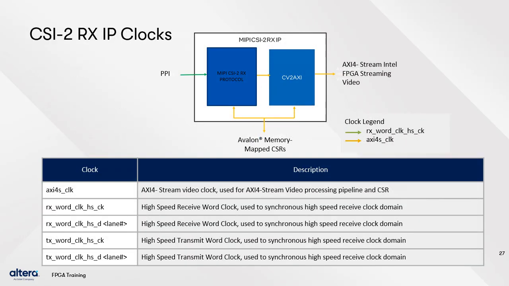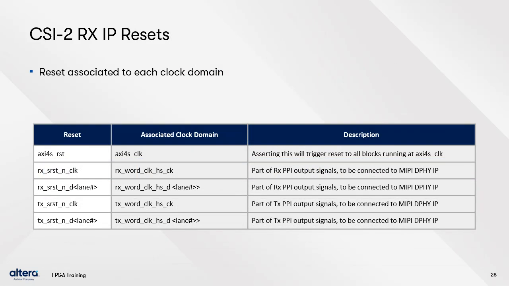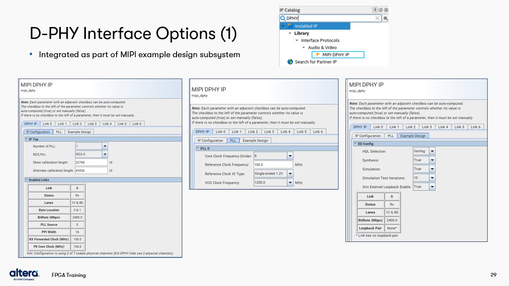For IP clocks, you have the AXI4 stream clock, which drives the IP core logic, and the Avalon interface CSRs. Then each IP implementation has 2 high-speed word clocks for connecting the PPI to the D-PHY IP. The diagram here again shows the receive IP, but the transmit IP would be similar. For resets, each CSI2 IP clock domain has an associated reset. The D-PHY IP configures the Agilex 5 I/O banks to implement the MIPI physical layer, so while you could use a CSI2 or DSI2 IP from another vendor, the D-PHY IP is required.